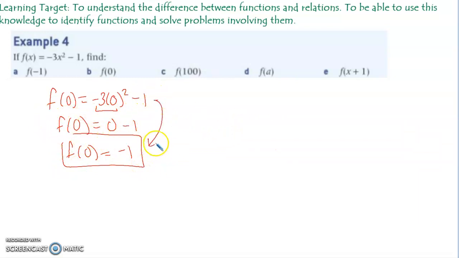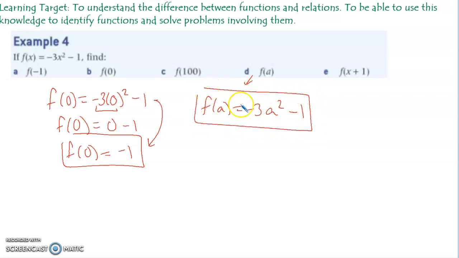You could absolutely go from there to there. Okay, for D, let's try it with A. So f of A is equal to negative 3a squared minus 1. At this point, I cannot solve because I have a variable. I cannot isolate or simplify any further. So I stop there. This is my final answer.